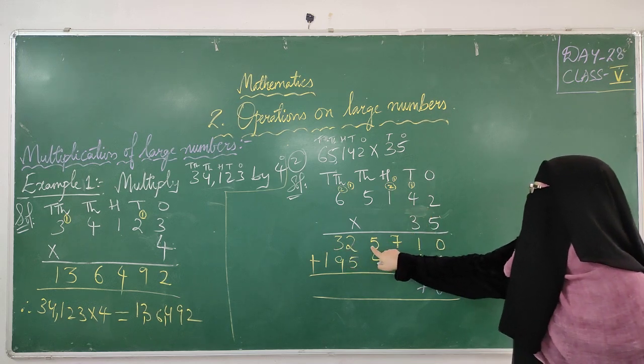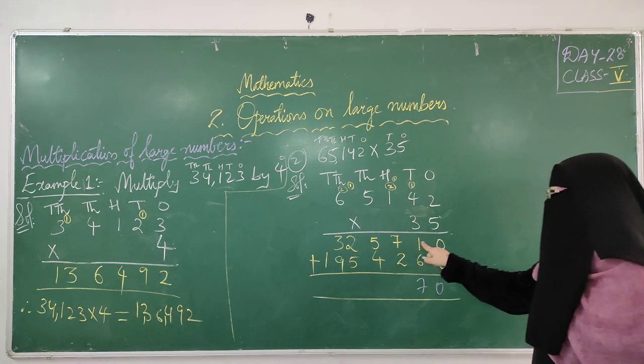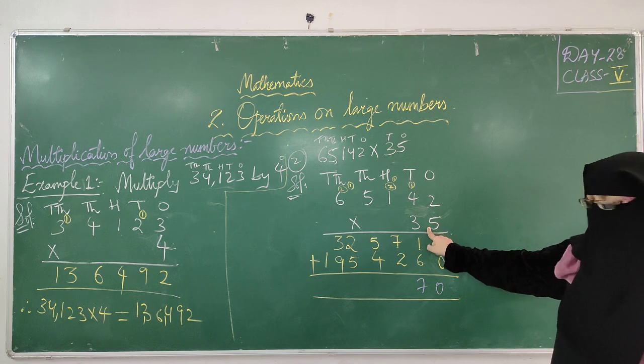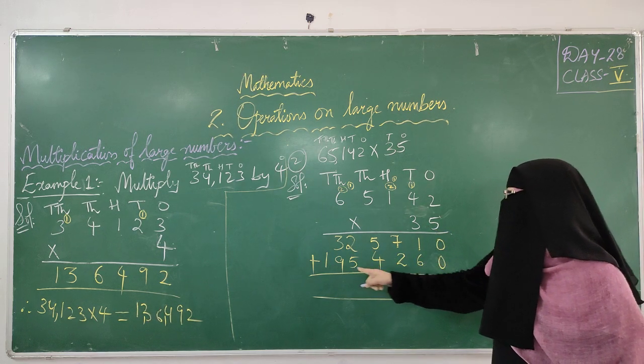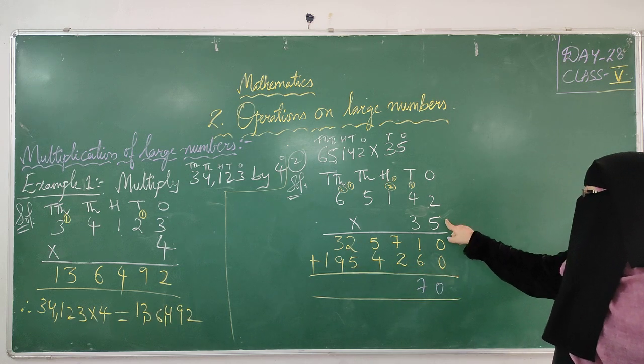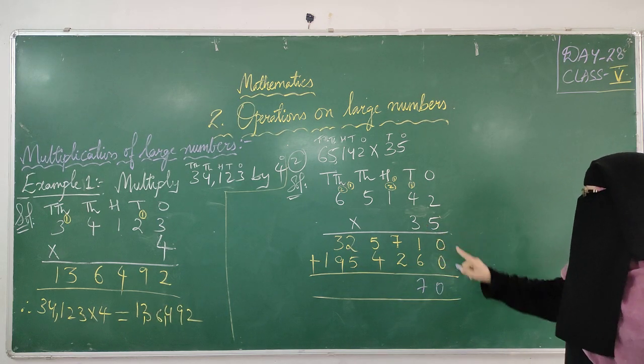This 32,000, 3,25,710 is the product of 5, and we can say 1,95,000, 19,54,260 is the product of 3, right? So we are going to add this.